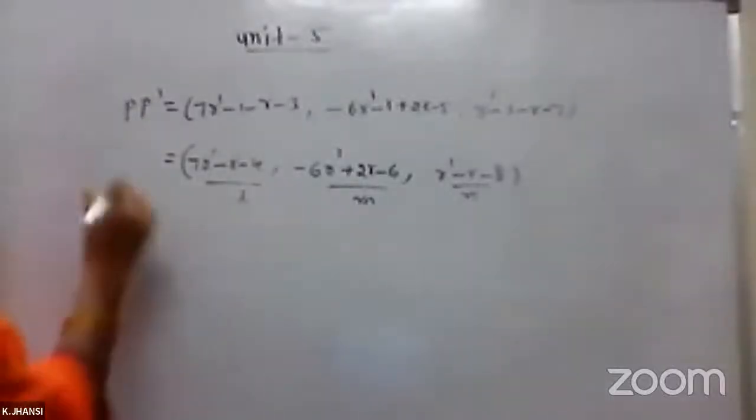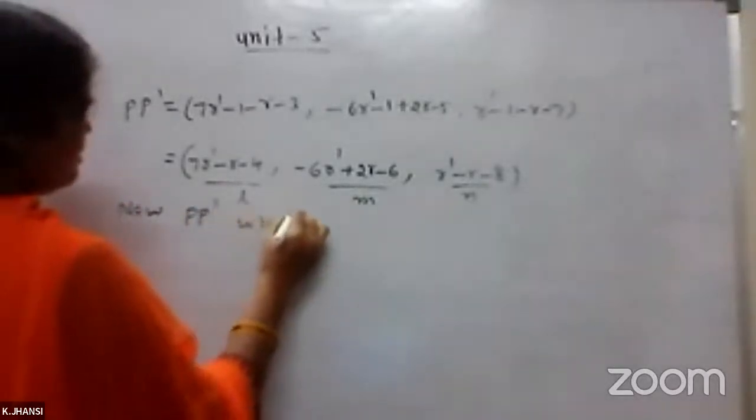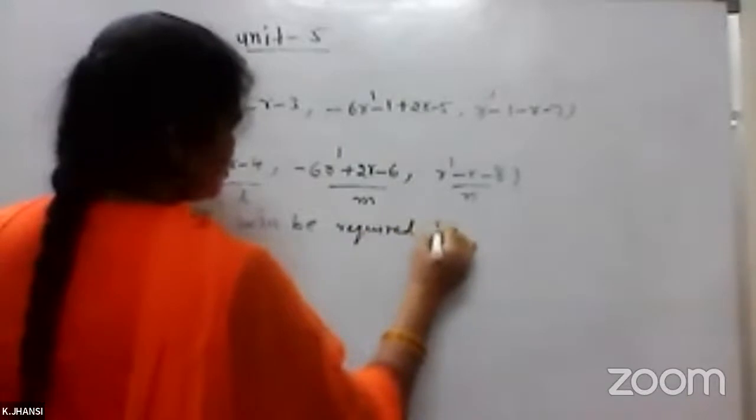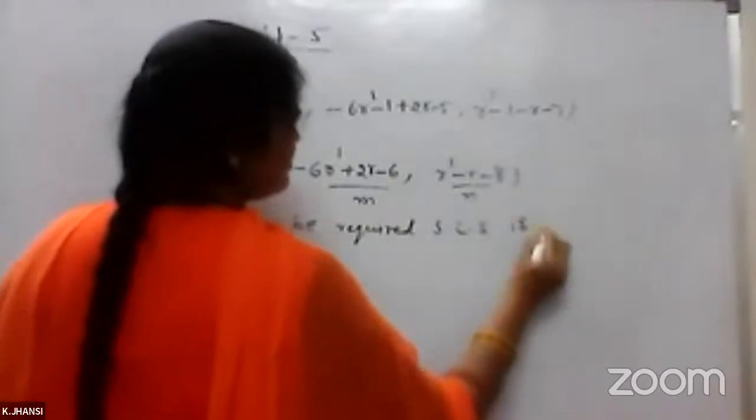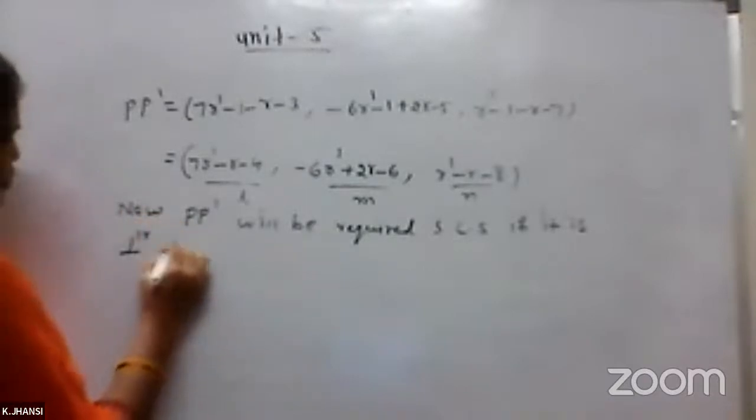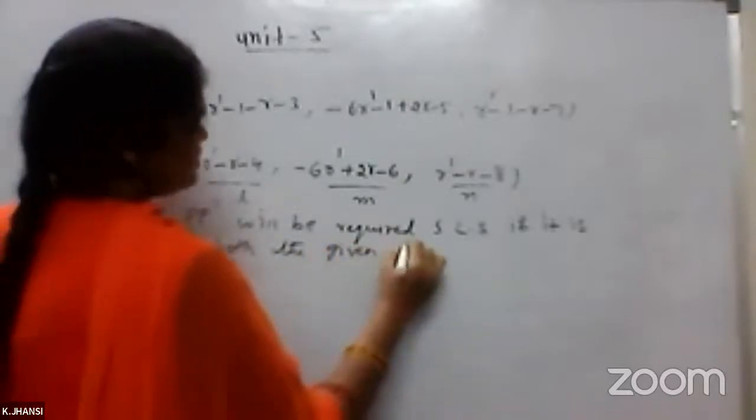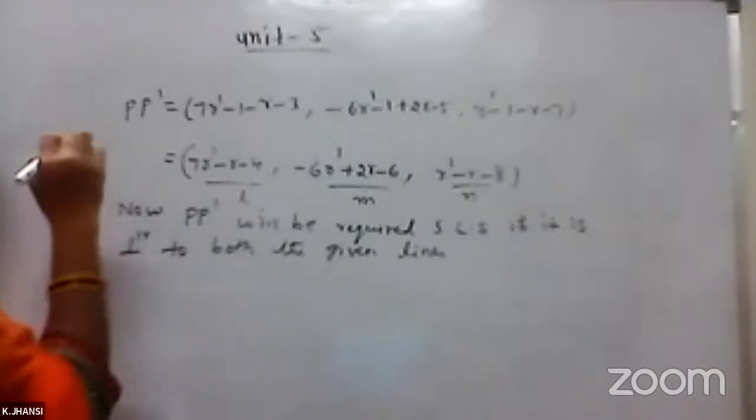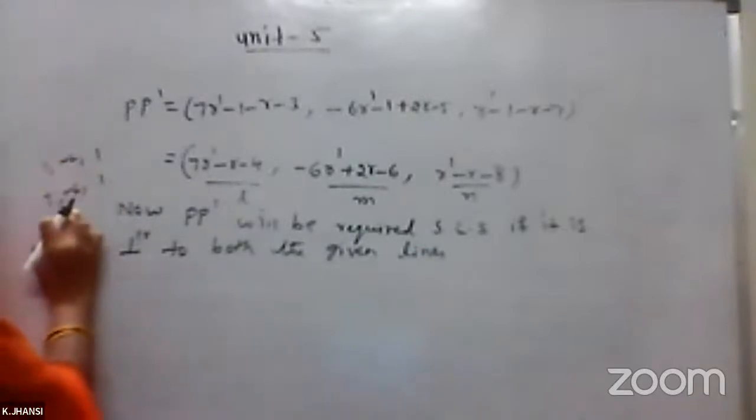So P dash will be the required shortest line segment, if it is perpendicular to both the given lines. Okay. So what are the points here? 1, minus 2, 1. The next one is 7, minus 6, 1. Okay, these are the points we have for line 1 and line 2.